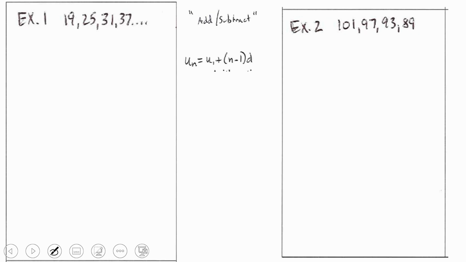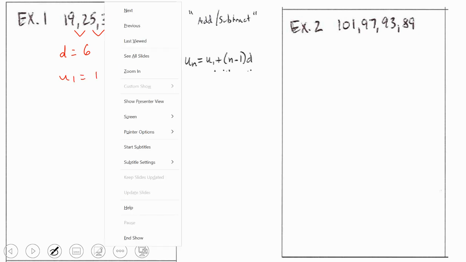Okay, so the first kind of sequence is called arithmetic, and it has a common difference. And so the first thing you want to do is find the common difference. So here the common difference, d, is 6 because it's going up by 6. The way you find it is take any term and subtract the term before it. So if you're trying to prove that it's arithmetic, you show that subtraction. So in this case, the first term is 19.